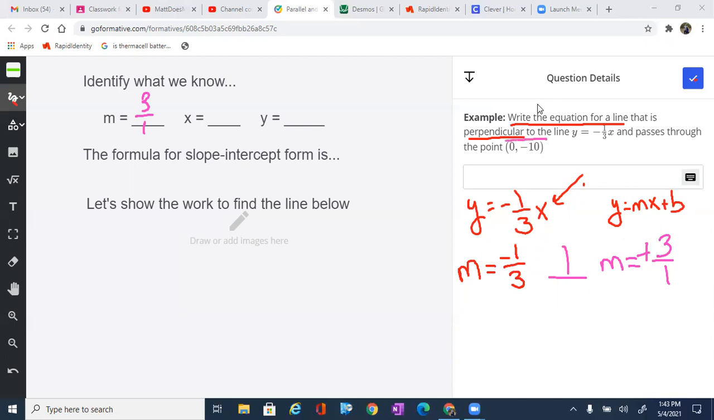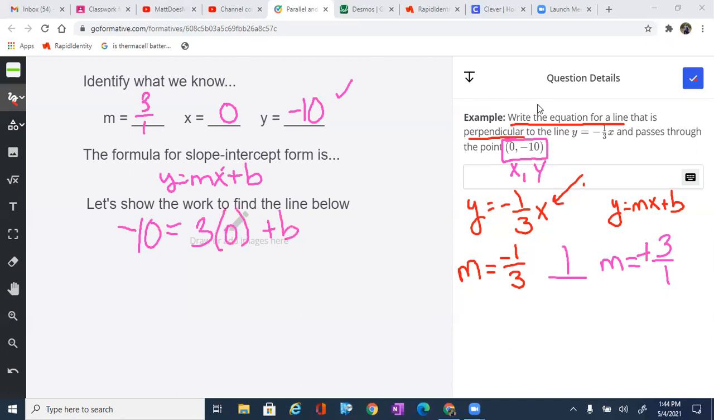We know that the line must go through the point 0, negative 10. That is the second requirement. So x is going to be 0, y is going to be negative 10. Then we're going to write down slope-intercept form, y equals mx plus b, and simply plug things in. The y value is negative 10, the m value is 3, and the x value is 0 plus b.